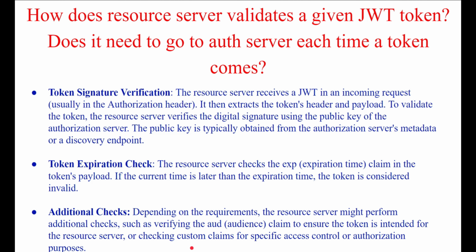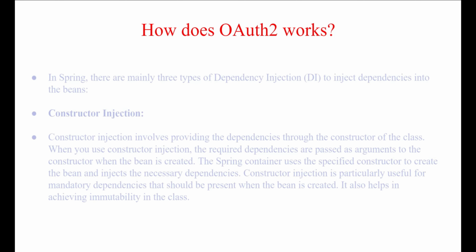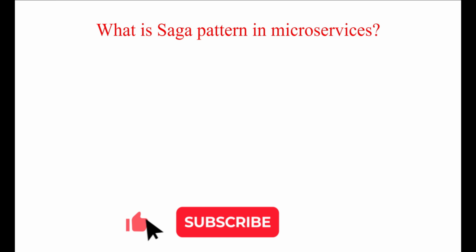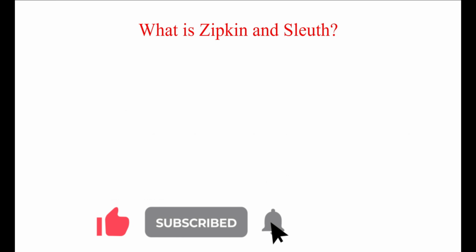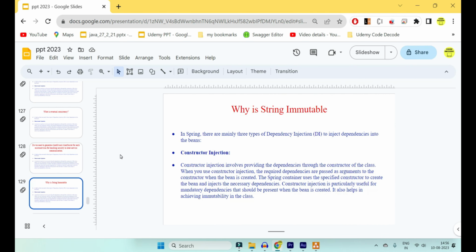So that was mostly about the questions that are asked in TCS. We have multiple more questions, like what is the difference between REST controller and REST, how OAuth2 works independently. That is always being asked. What is the Saga design pattern, what is Zipkin's trace, eventual consistency, and I have many more questions to be covered.